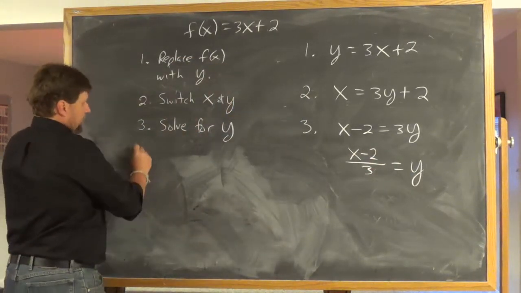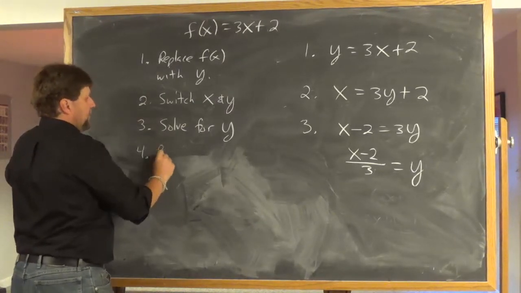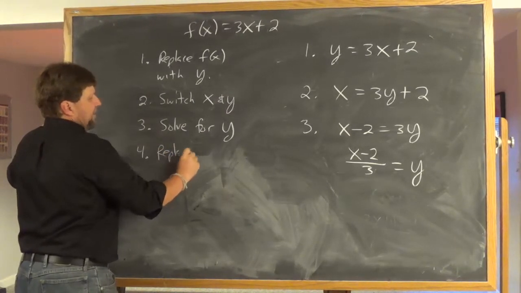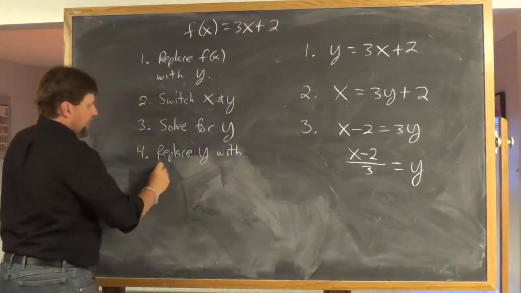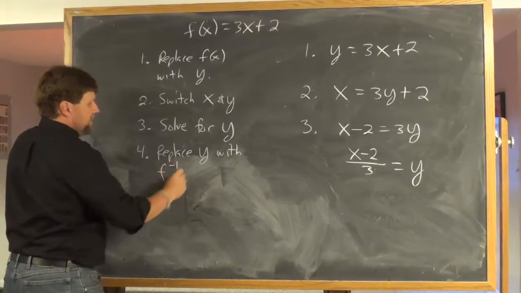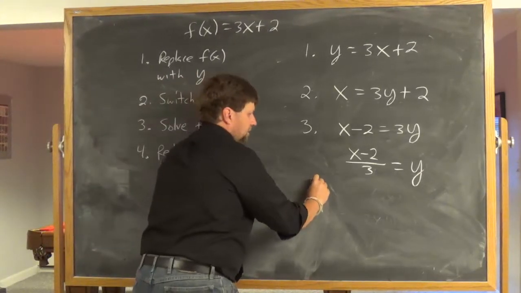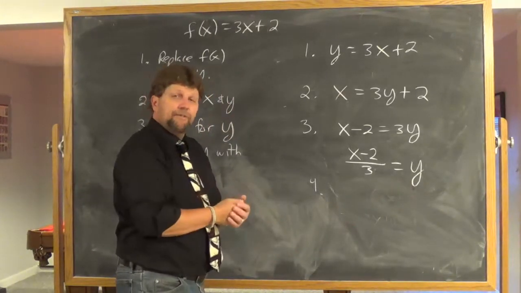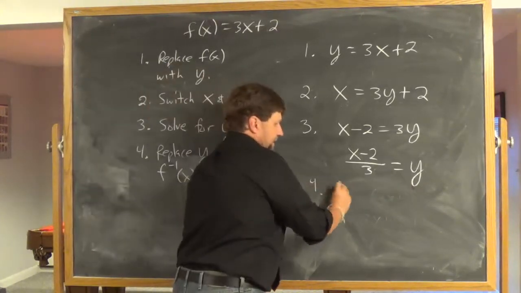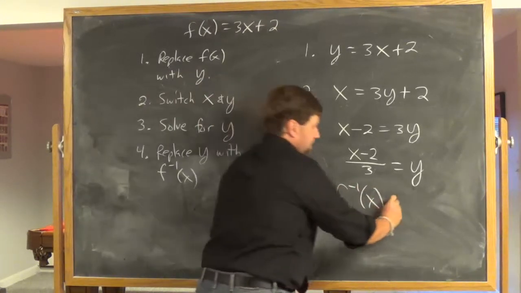Step 4. This is another easy step. Replace the variable y with your inverse function notation. So step 4. Here's my variable y. I'm going to replace it with inverse function notation. That's f inverse. That's my inverse function notation.